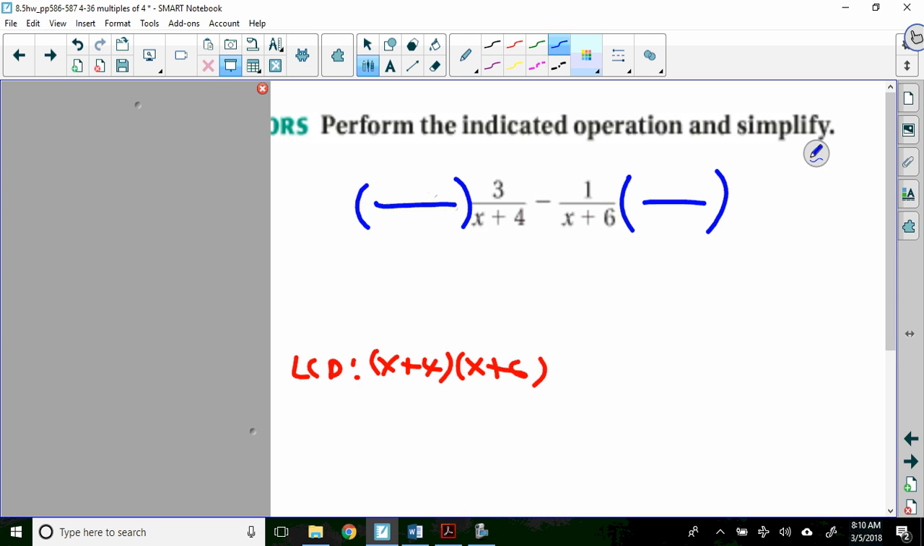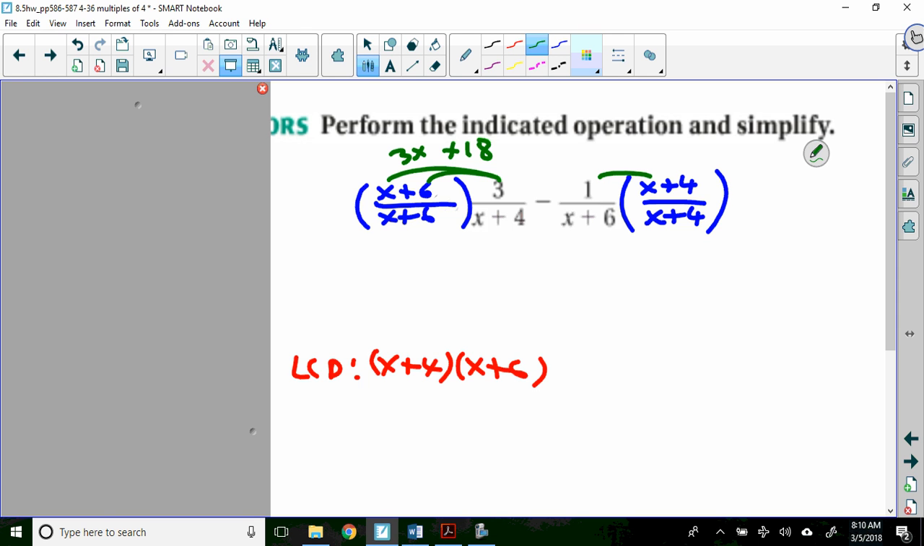So the one on the left, what do we multiply it by? X plus 6 over x plus 6. And the one on the right, what do we multiply it by? X plus 4 over x plus 4. All right. So here's where we need to use the distributive property. 3 times x, of course, is 3x. 3 times 6 is 18. So we get 3x plus 18.